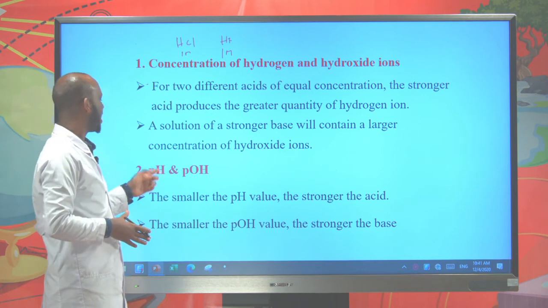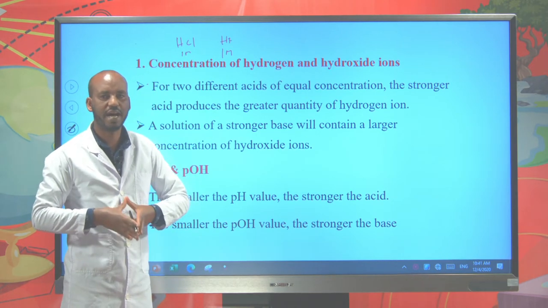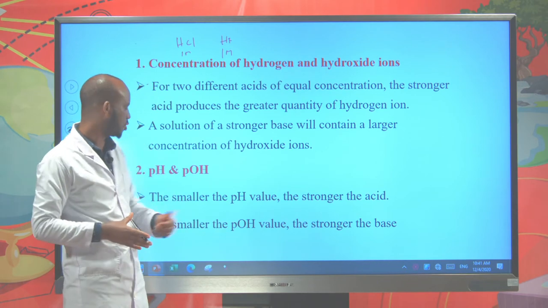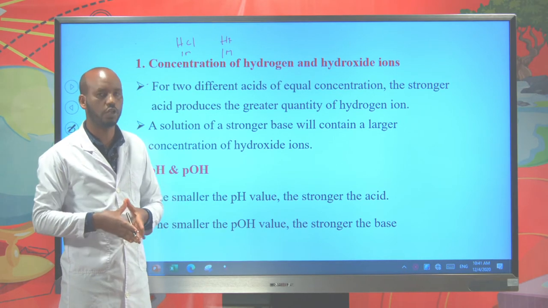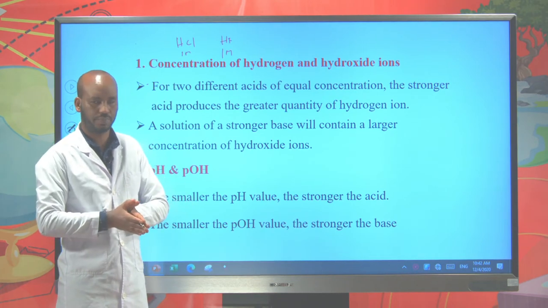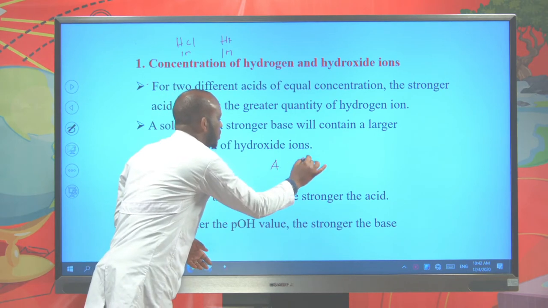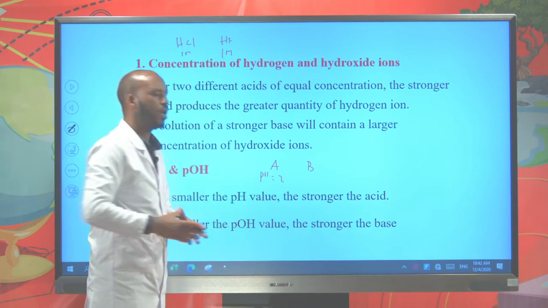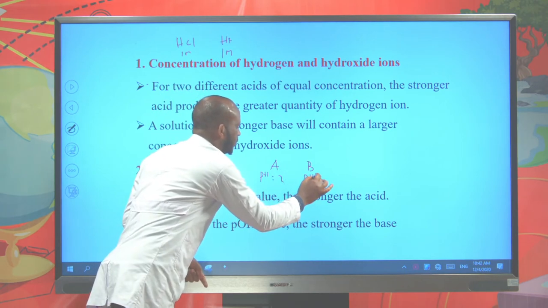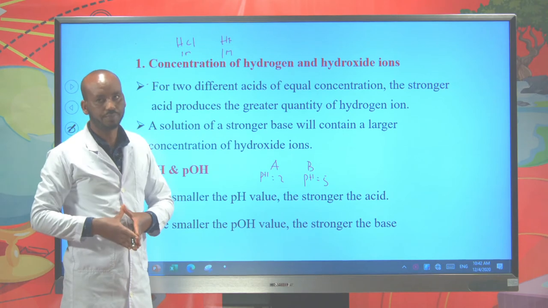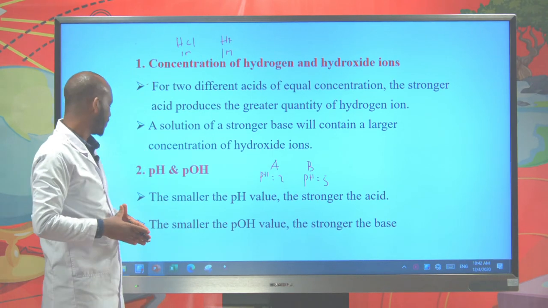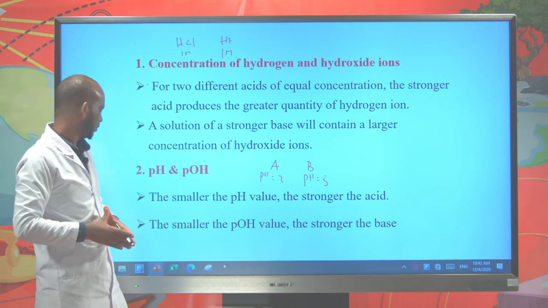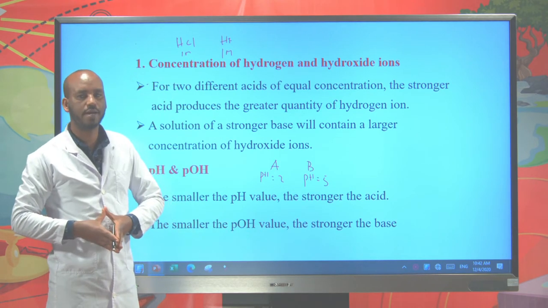2. pH and pOH is another way of measuring the strengths of acids and bases. The smaller the pH value, the stronger the acid. Again, take two different acids, A and B. pH of acid A is 2. pH of acid B is 5. Now, which acid is more strong? It is A, because the smaller the pH value, the stronger the acid. The smaller the pOH value, the stronger the base.